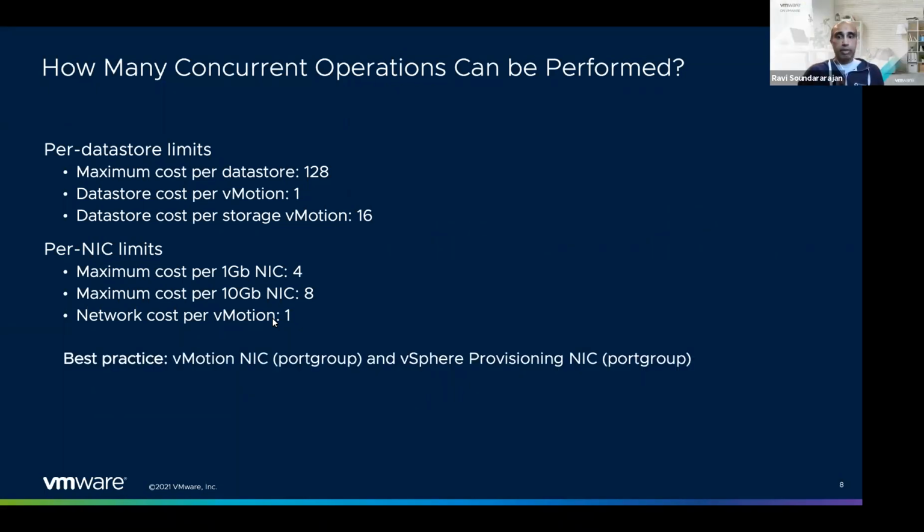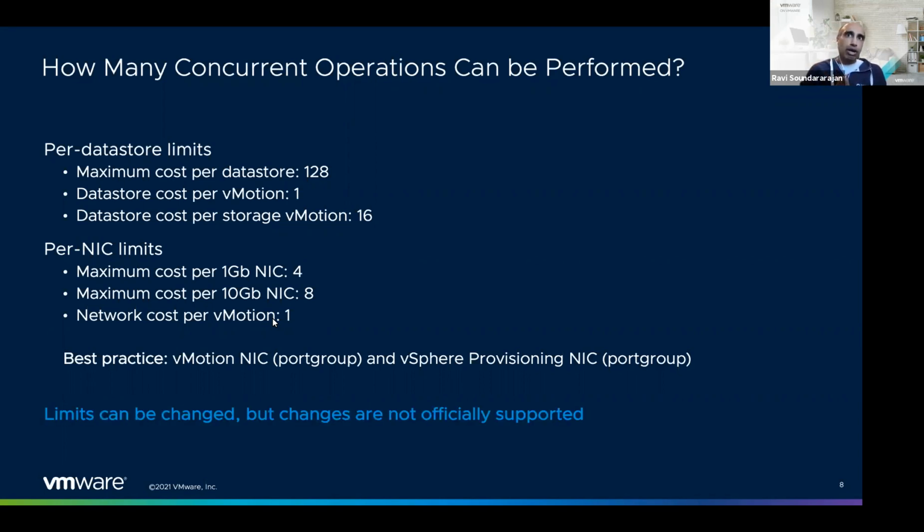its speed. We do recommend, when you're setting up vSphere, to have a vMotion NIC or vMotion port group, and also to set up a provisioning NIC or a provisioning port group. That lets your vMotion traffic go over one NIC or port group, and it lets your clone traffic go over another, so that they're not going over the management network.